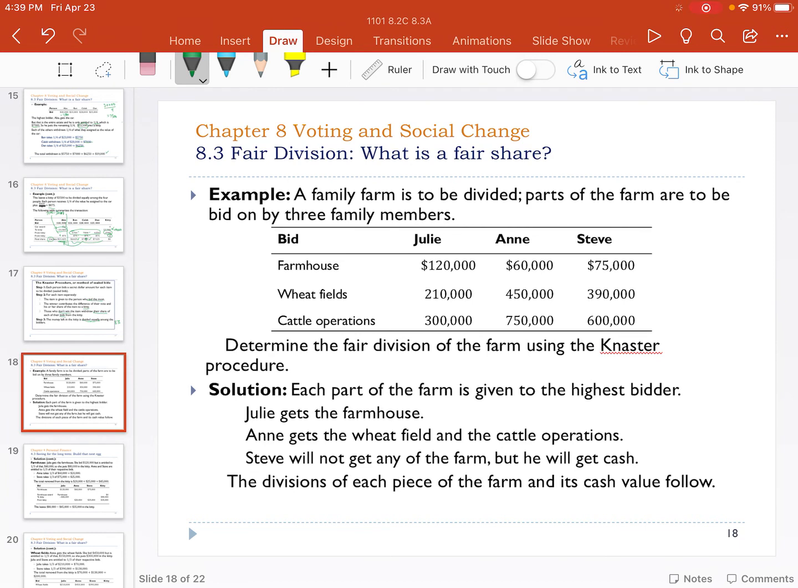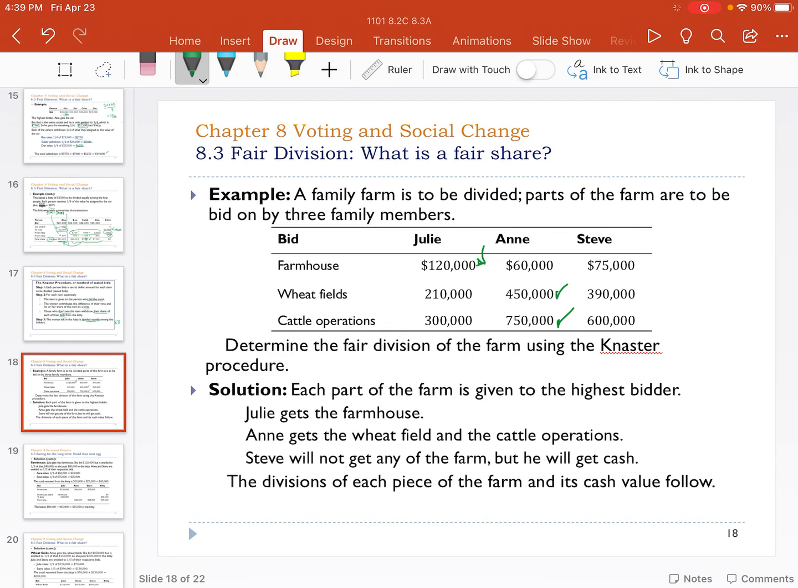The beginning part is pretty easy. I think I can take care of that right now. As far as the farmhouse is concerned, Julie bid the most. Guess who's going to get the farmhouse? Julie gets the farmhouse. Put a check mark there, if I can get the pen to work. And the other 2 do not get that. The wheat fields, though, Ann bid $450,000 versus $390 versus $210. So Ann will get the wheat fields.